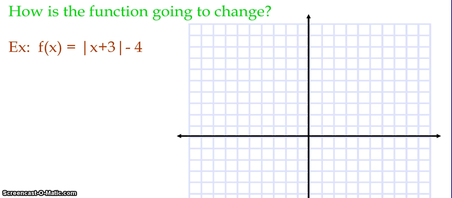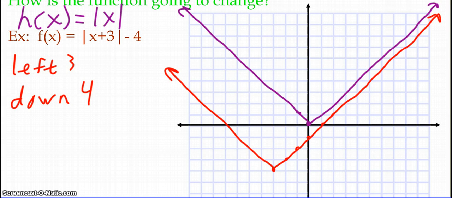Okay, now I want you to look at this function, f of x equals the absolute value of x plus 3 minus 4. I want you to describe how this is going to change compared to the standard or common function, h of x equals the absolute value of x. And then I want you to graph f of x as well. So pause the video and do that. Okay, so here I've graphed the f of x function in red, and the h of x function being the common function in purple. And hopefully we understand that this was a horizontal shift left 3 and a vertical shift down 4 from the common function.